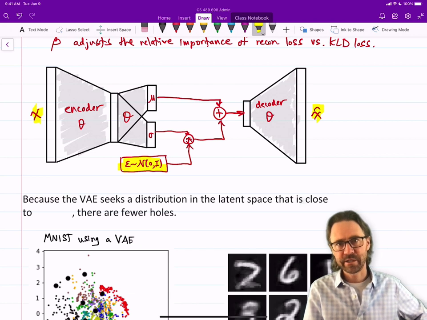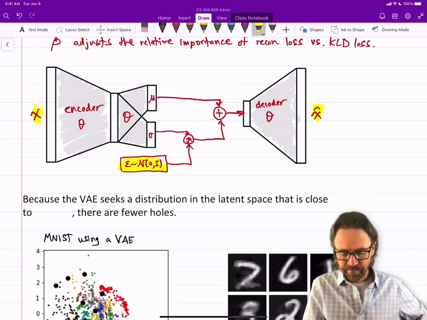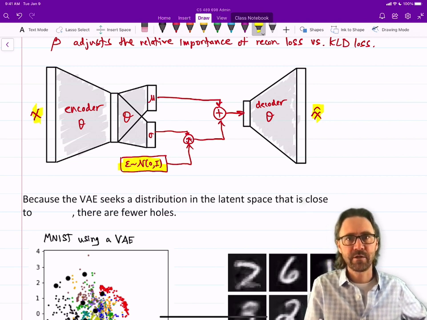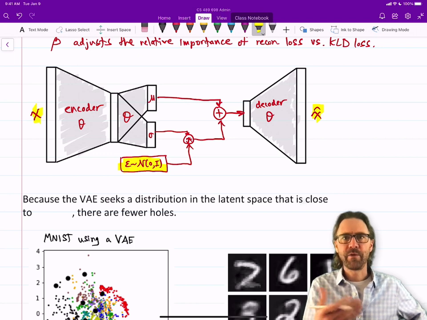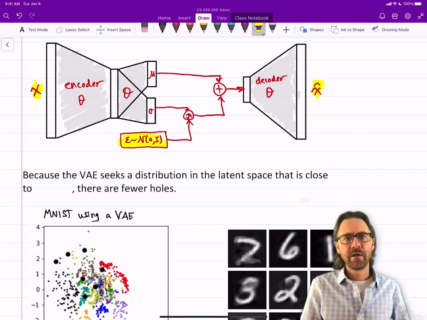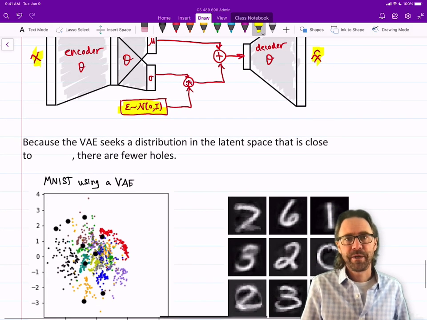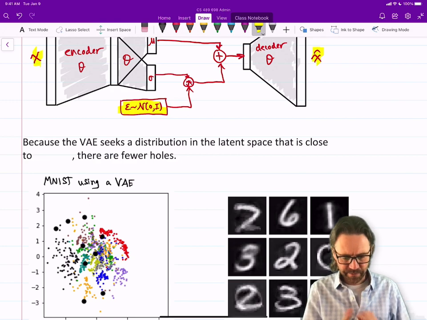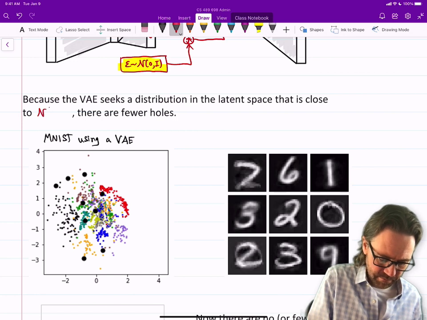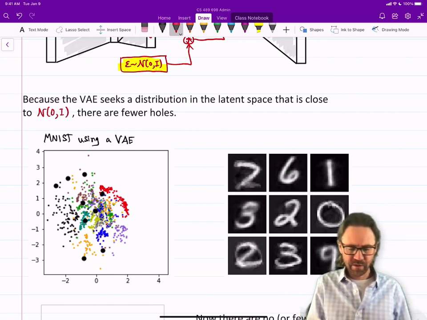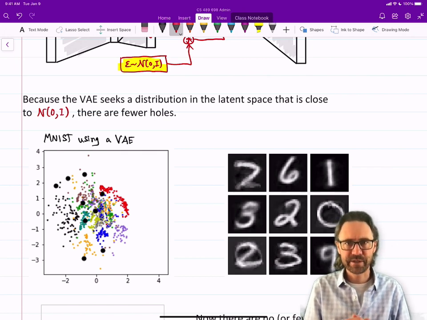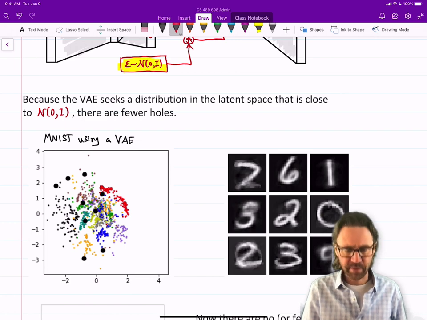This is called the reparameterization trick, where as long as you can use the standard normal, or you don't have to change the distribution of this input epsilon, you can keep the rest of the network deterministic and push the gradient down through it. Okay, so let's see how this works. Because the variational autoencoder seeks a distribution in the latent space that's close to standard normal, there are fewer holes, and we have a better idea of where in the latent space we should be sampling in order to generate reasonable looking images.